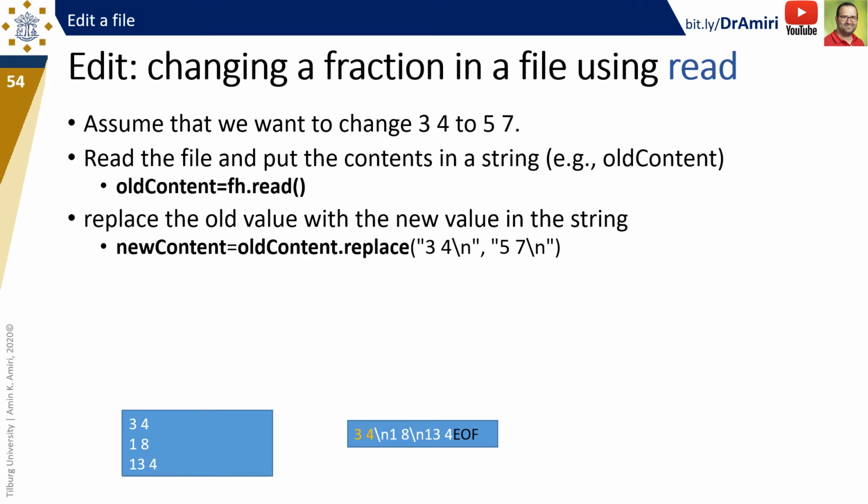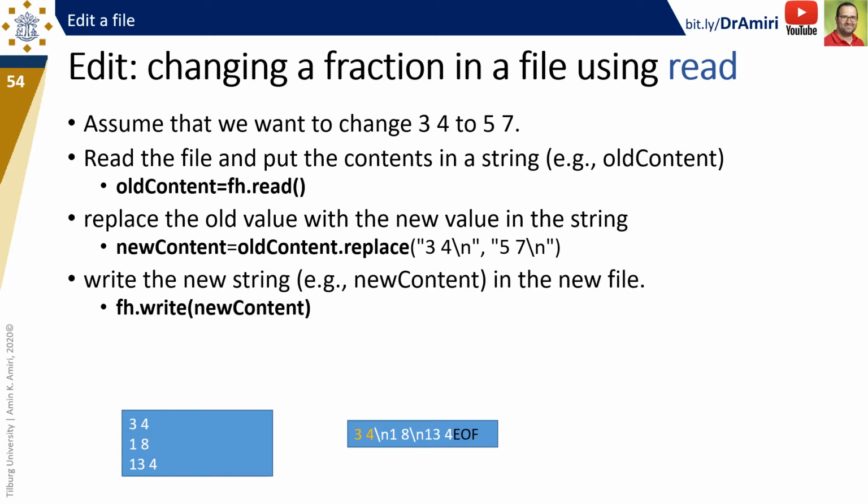As a result, inside the old content, all 3 blank space 4 backslash n are replaced with 5 blank space 7 backslash n, and the result is already in the new content. Now your job is just to write this new content in the file using fh.write. So this is the simplest way to edit a file.